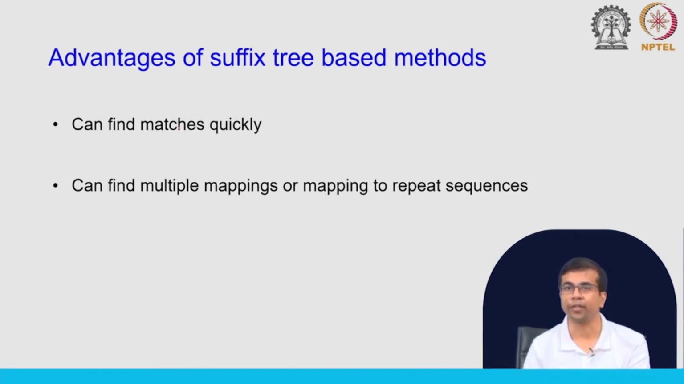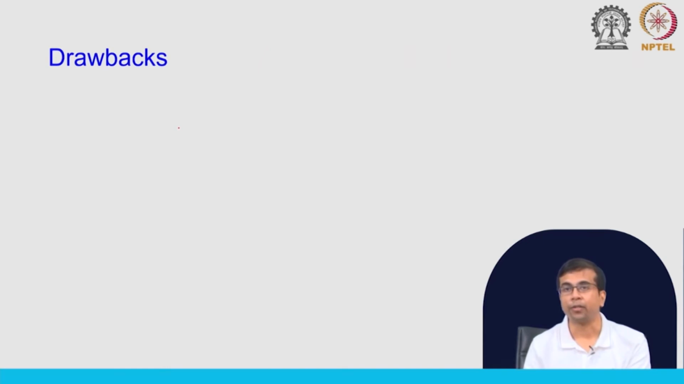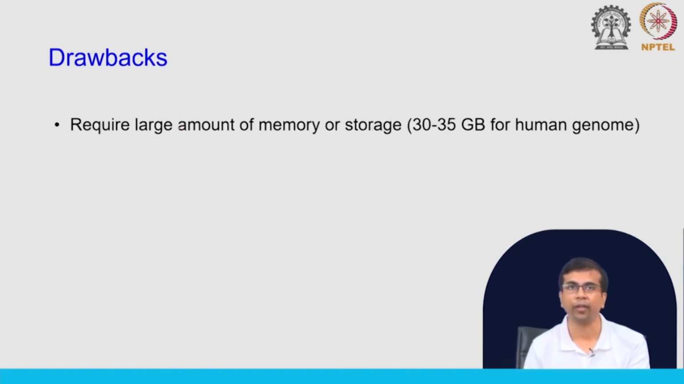These repeat sequences, the paths actually overlap in the tree, but there are major drawbacks, and that is why we have not invested that much time or energy into developing this further. One is, of course, that it requires a large amount of memory or storage when you are generating this tree structure. It takes about 30 to 35 GB of space for the human genome. So, this is something that you cannot run on an ordinary laptop or desktop. You need specialized servers for doing this work.